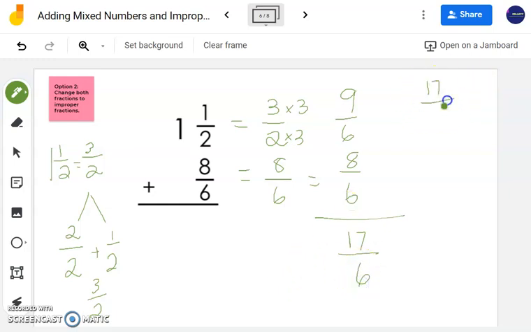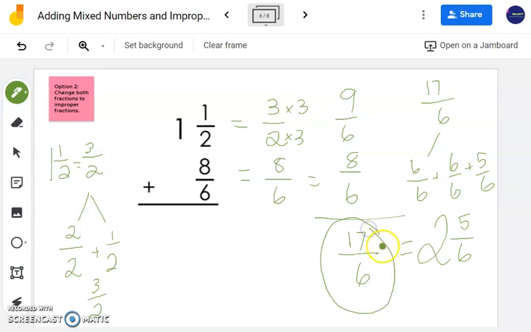Now 17/6, let's see how I can convert this. So I have 6/6, and it sounds like I can make another 6/6. 6 plus 6 is 12, plus 5/6. So 6 plus 6 is 12, plus 5 is 17. So notice I have 2 wholes and 5/6. Wow, take a look at this, 2 and 5/6, that's the same answer as my previous problem. So this is just another way that you can solve this problem by converting everything to an improper fraction. You can also choose to leave your answer as an improper fraction. That is completely fine as well.